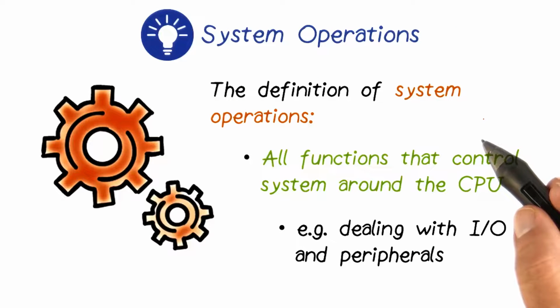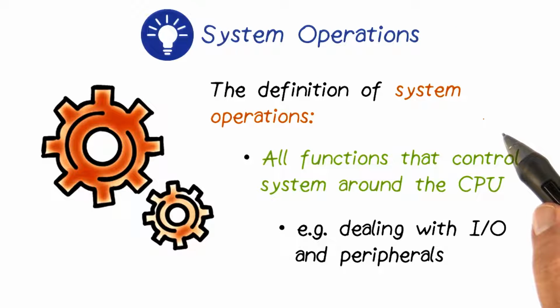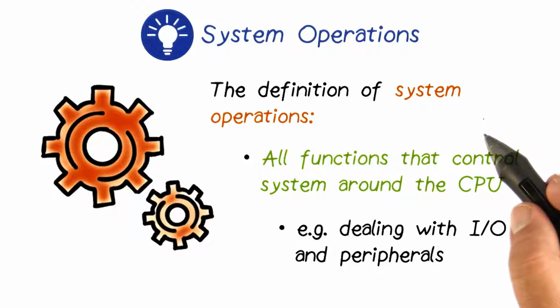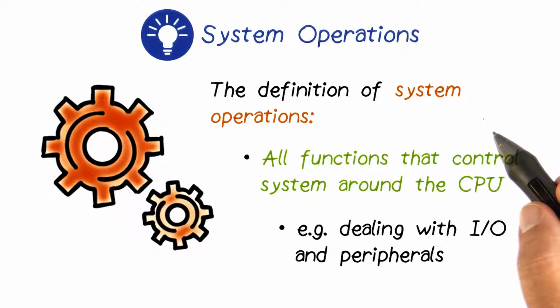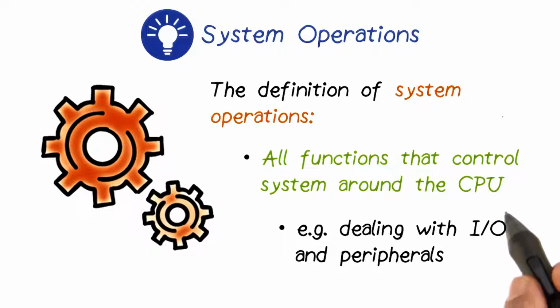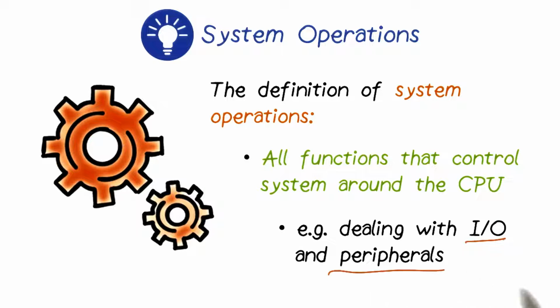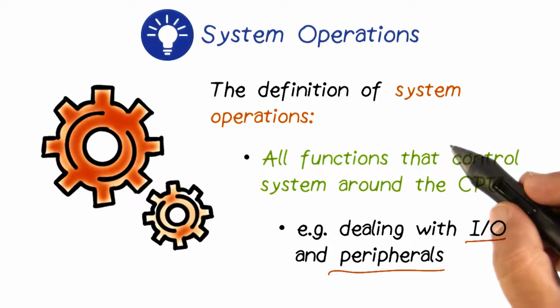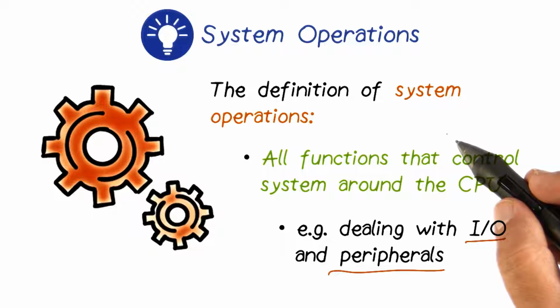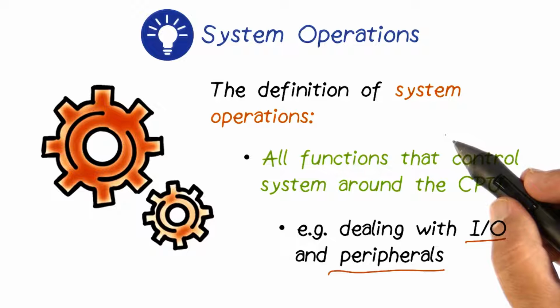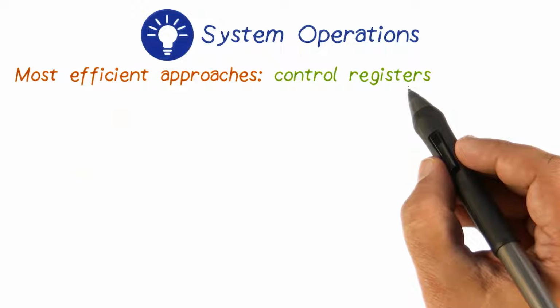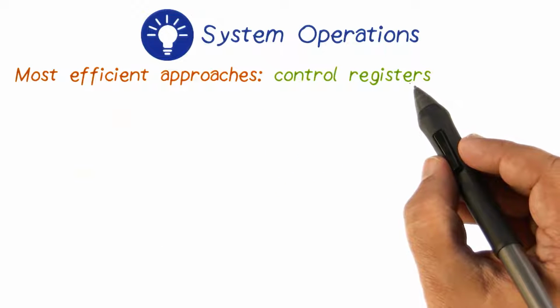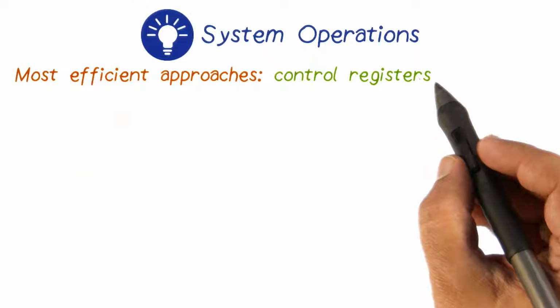Now the last part of this we are going to deal with is system operations. So what is the definition of system operations? All the functions that control the system around the CPU, that is, those parts which deal with I/O and peripherals, are important to be considered as a part of the microarchitecture. So far we have been discussing memory, the pipeline, the branching unit, and so on. So what are the most efficient approaches to deal with the peripherals and memory mapped I/O and so on.